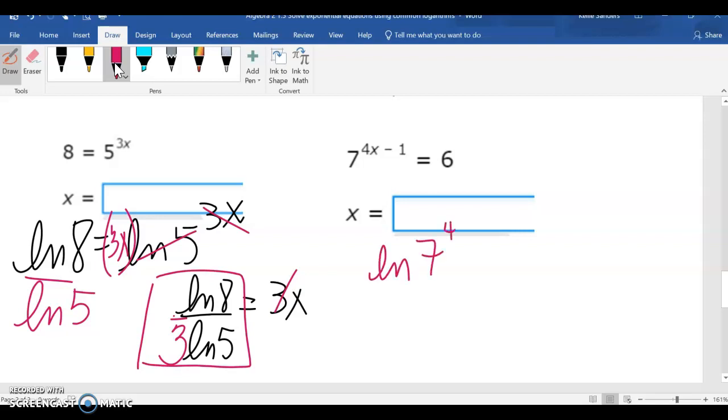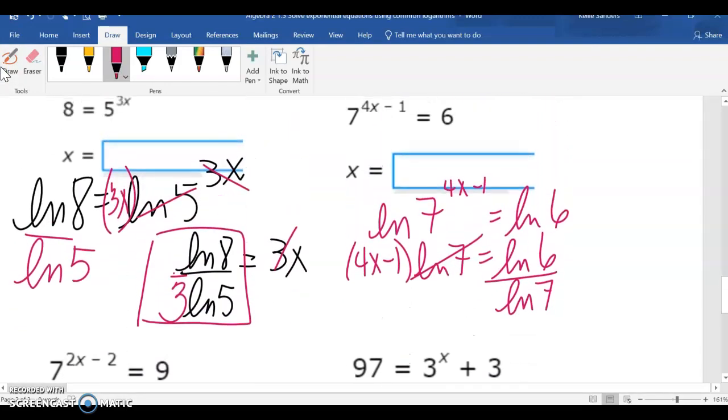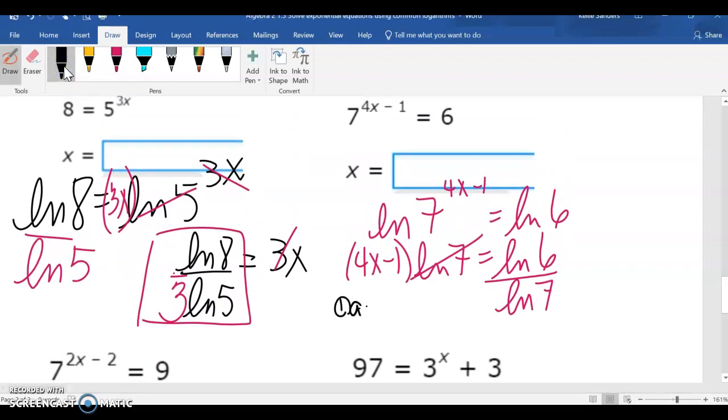Natural log 7 to the 4x minus 1 equals natural log 6. 4x minus 1 comes down. Natural log 7 equals natural log 6. Divide by natural log 7. Oops, I'm running out of room. Okay. So the next step would be to add 1 and divide by 4. So I'm going to kind of cram that into what we're doing next.